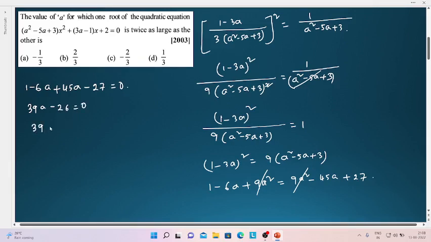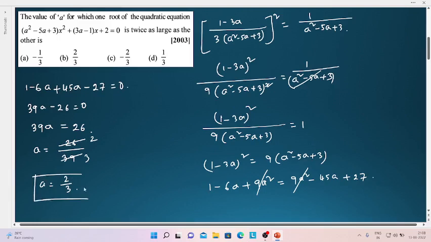So what will be the value of 39a? It will be 26, right? So what will be the value of a? It will be 26 upon 39. We can cancel this by 13, so it will be 2 and 3. So here you can see the value of a will be 2 upon 3, right? So you can understand what I am trying to say.